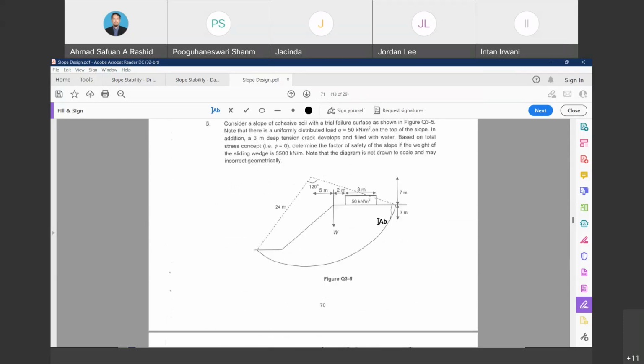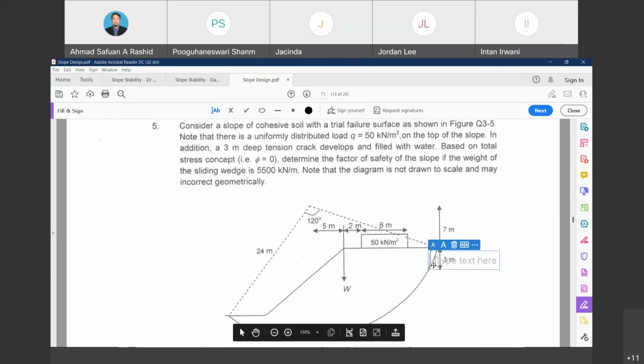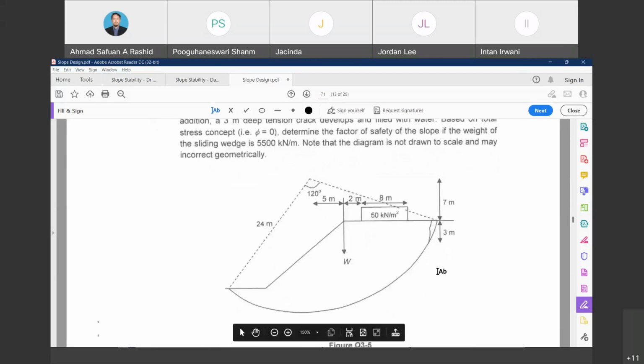The author just assumes that the length of this circular arc due to the tension crack is similar to the height of the tension crack. But actually it's not. That is not the way, we should not assume it is similar to the height. But because we don't have the data, the angle from the toe to the end of the tension crack is not provided, so we just assume it is slightly similar.